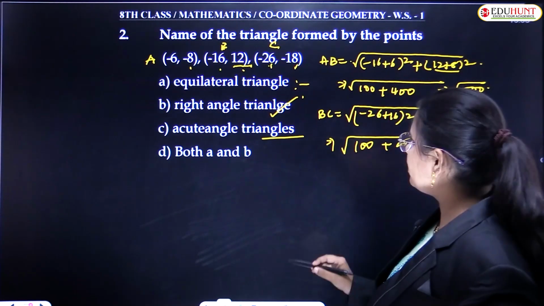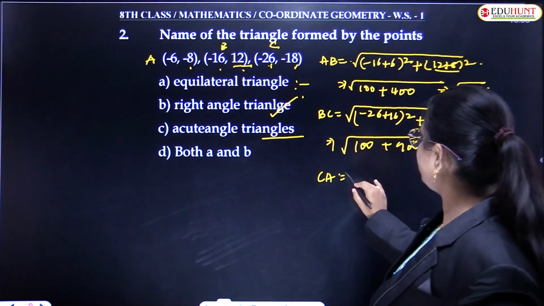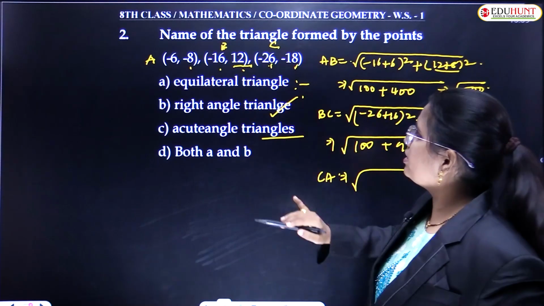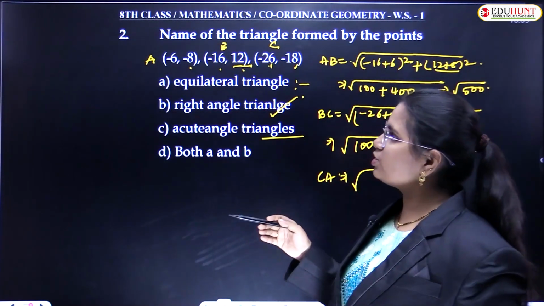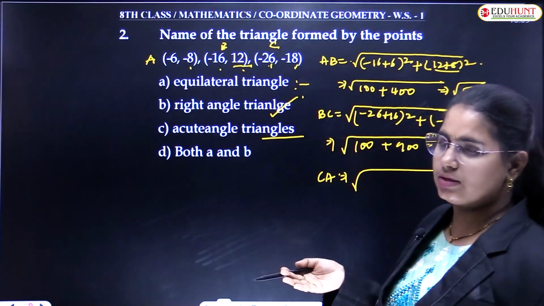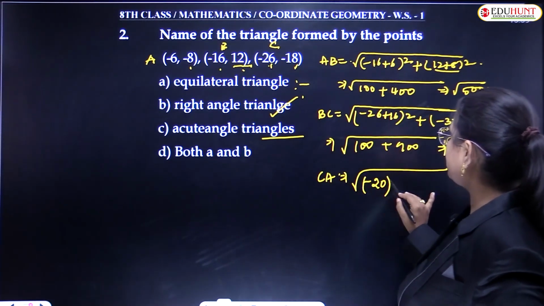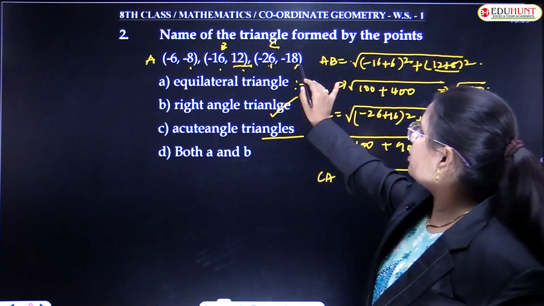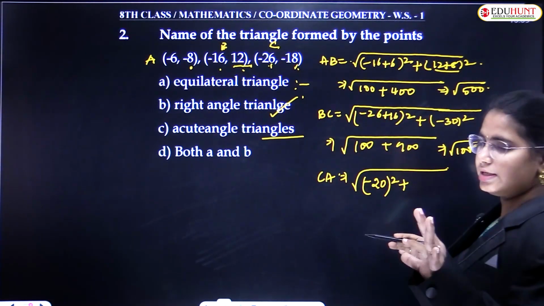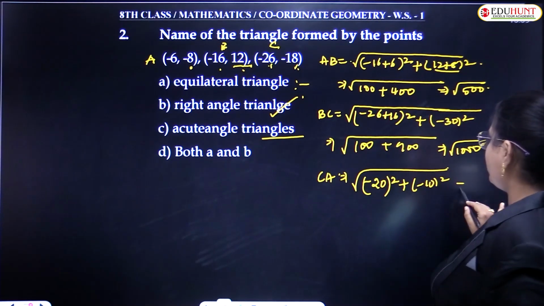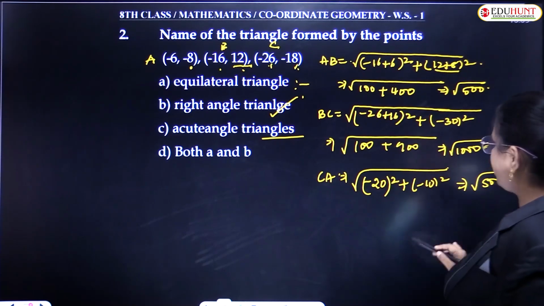Correct? So we are left with one more side distance, CA, right? AB, BC, CA. Calculate this: x2 minus x1 whole square. Minus 26 minus of minus 6 is plus 6, so minus 26 plus 6 is minus 20. Minus 20 whole square plus, and for this one, minus 18 minus of minus 8 is plus, minus 18 plus 8 which is minus 10 whole square. As usual, you will be left with 400 plus 100.